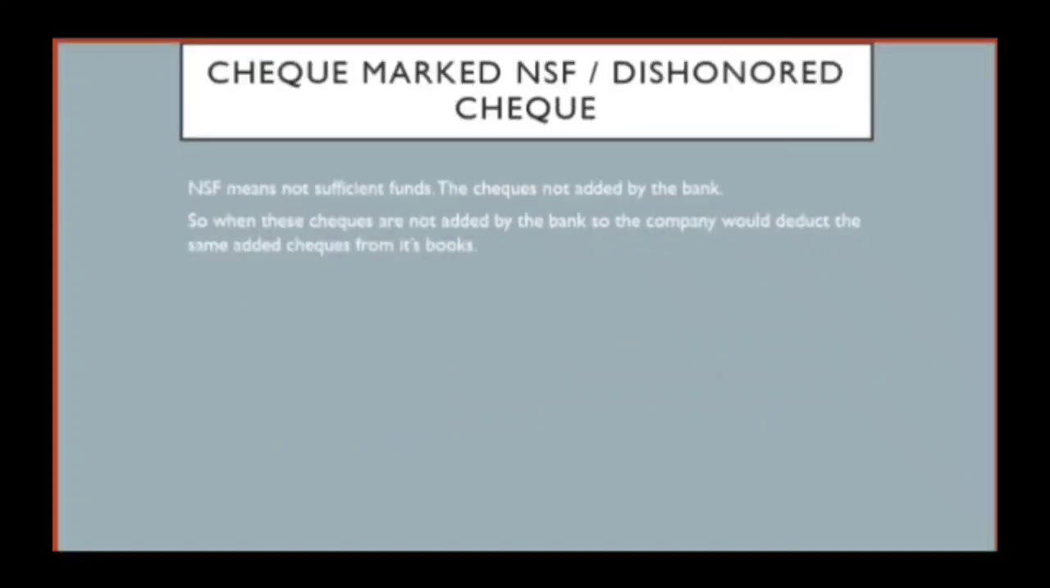Check marked NSF or dishonored check. NSF means not sufficient fund. These checks are not added by the bank. So when the bank received an advice that the company deposited any check, the company would have added these checks in its books. So what should be the treatment? If the checks have not been added by the bank, the company should deduct the same from its books.